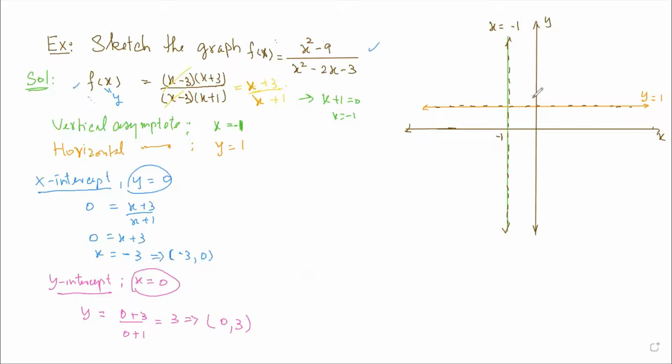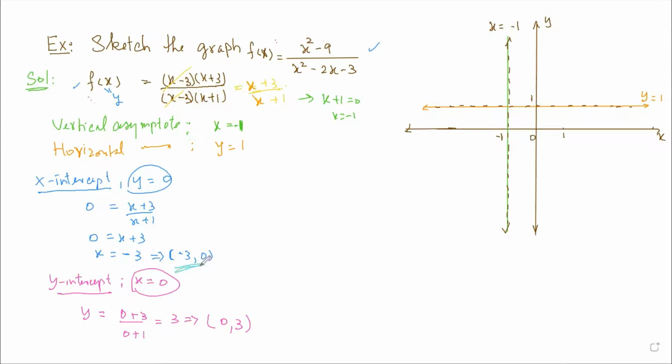And this one is a 1. This one 0. Okay. This side is going to be 1. Okay. When we have the vertical asymptote and horizontal asymptote, now we plot the x-intercept and y-intercept.